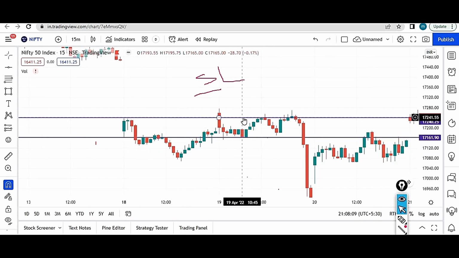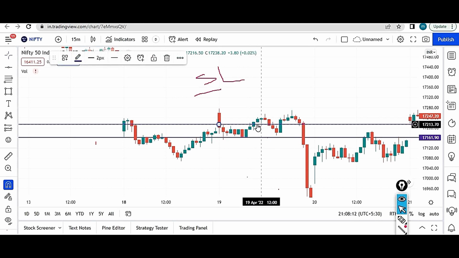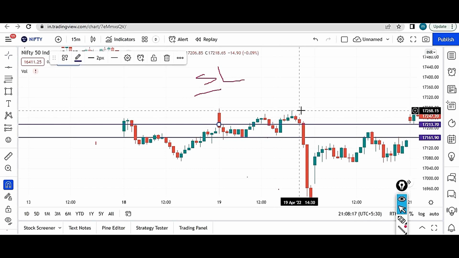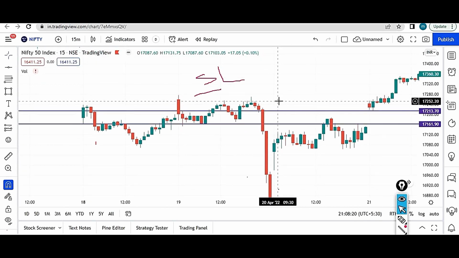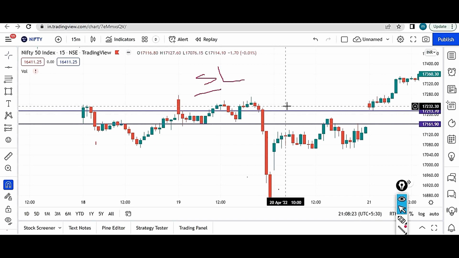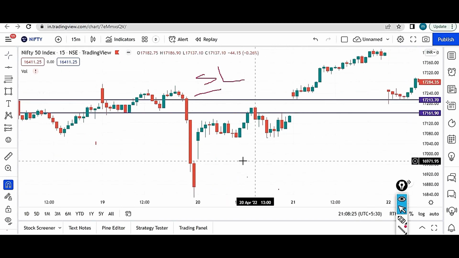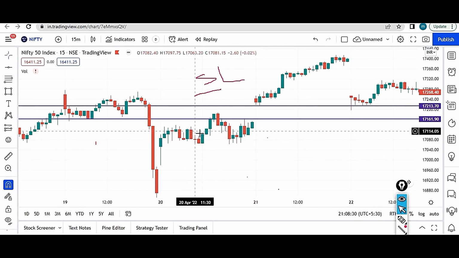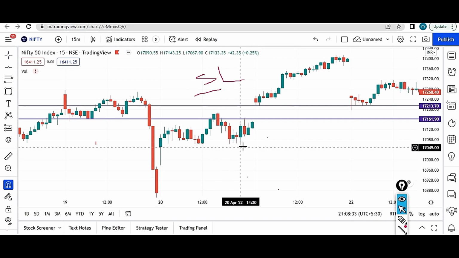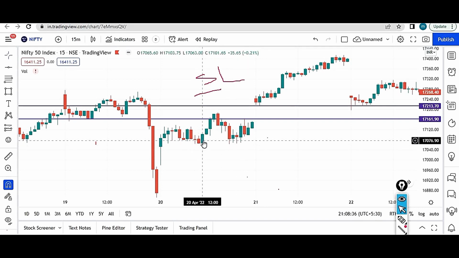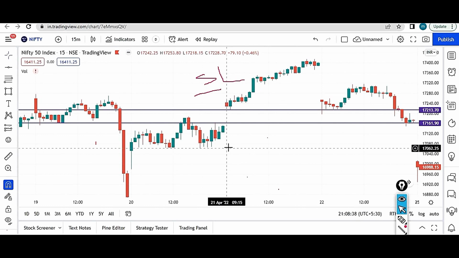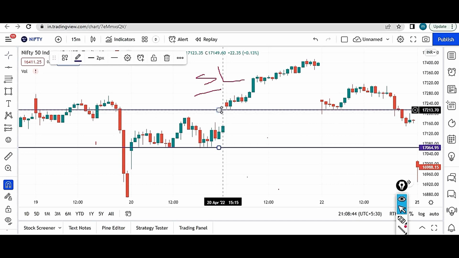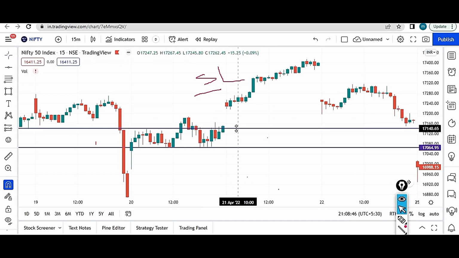This is another inside bar. If you entered here, you might make some 247 to some 40 points. There is no inside bar formed here. Almost low touched, there is no entry. Here inside bar. A small profit, not much.